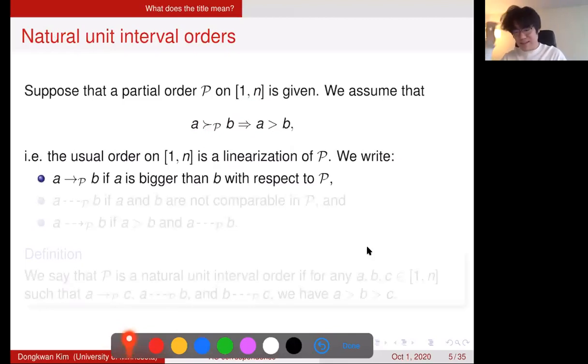And we write A right arrow sub P, B, if A is bigger than B with respect to P. Our convention here is motivated by the fact that the head of this arrow looks like the inequality, so that is the reason I chose this. It is usually different, the opposite of the usual Hasse diagram, but I prefer this notation.